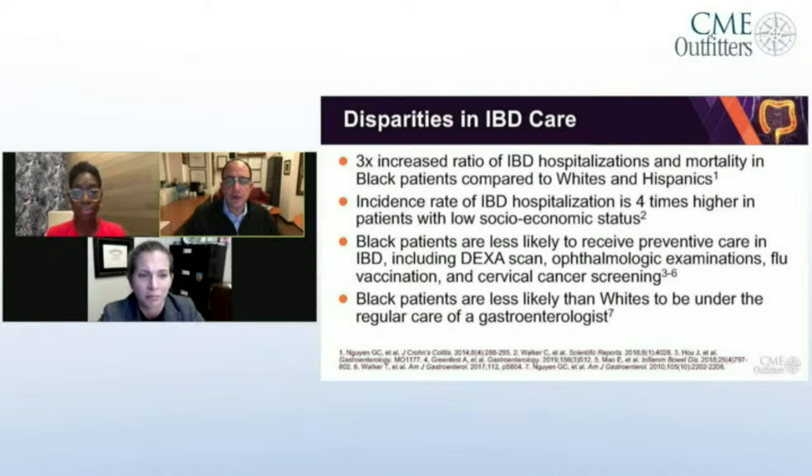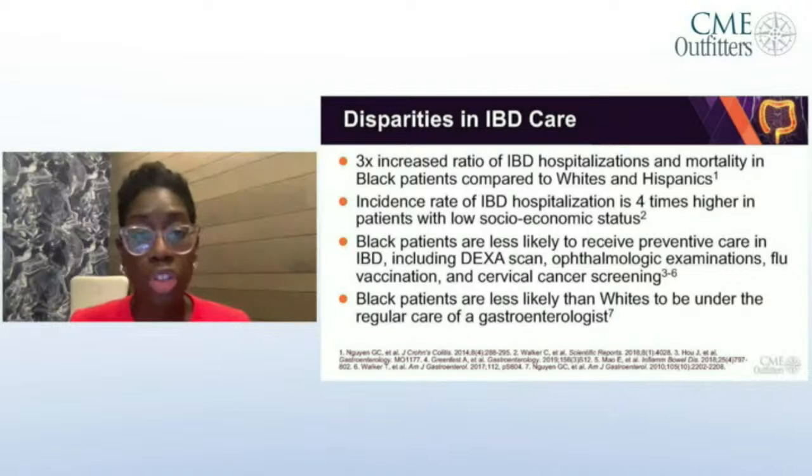Absolutely. Okay. So Ajoy, why don't you keep going, because we want to make sure we get to our post-test questions. Sounds good. So why don't we shift a little bit and talk about disparities in IBD care? So we see disparities in many different diseases, and unfortunately, IBD is not immune to disparities. For instance, Black patients with IBD have 3 times increased ratio of IBD hospitalizations and mortality in comparison to white and Hispanic patients. As well, patients with low socioeconomic status have an incidence rate of IBD hospitalization that's 4 times higher than those who are higher socioeconomic status.